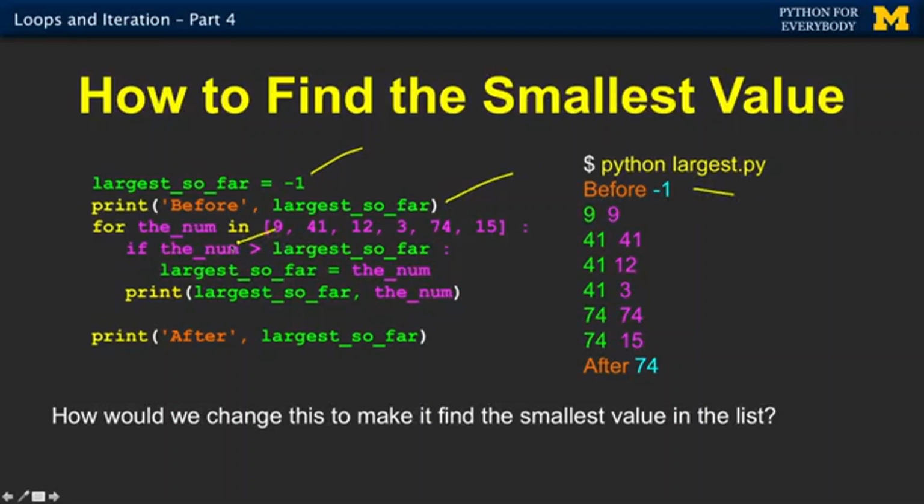And then we're going to go through this loop, 9, and the largest so far is 9, and then we go 41, we like that one better, and then we like 12, we don't like that, we like 3, we don't like that, 74, we keep that, and then 15 doesn't make any difference, and then it pops out, and we get 74. That is the largest, not the largest so far, but the largest you would get.